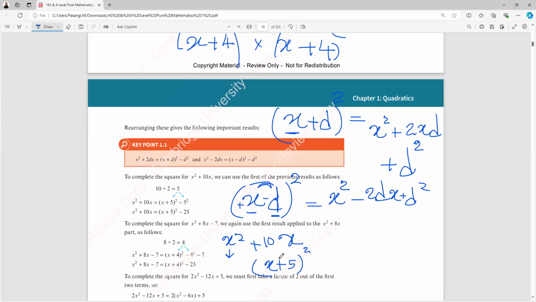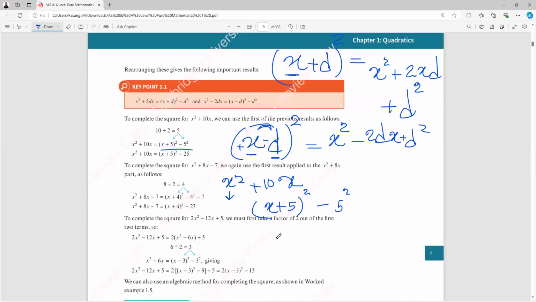But you should remember that there's an additional term coming here, 5 squared, which was not there in our initial statement. Because of that, we need to subtract that as well. So we write (x plus 5) complete squared minus 5 squared, and 5 squared is 25. That's how it works.